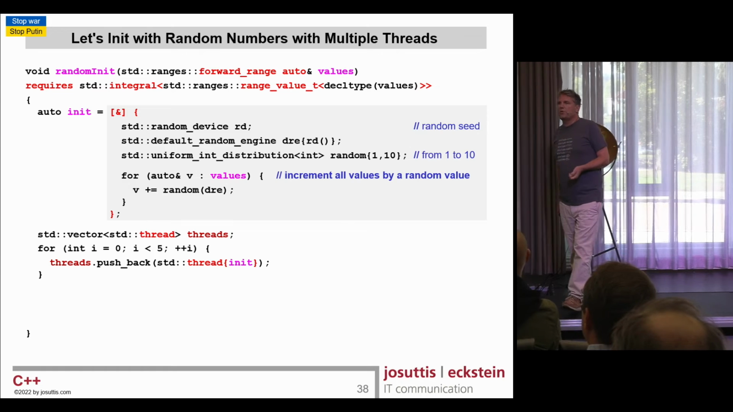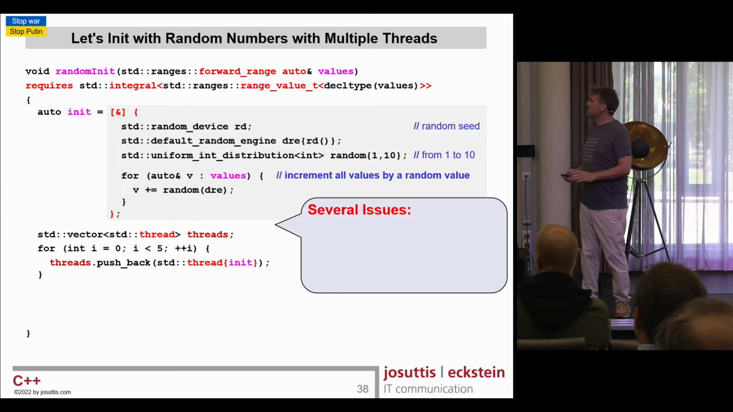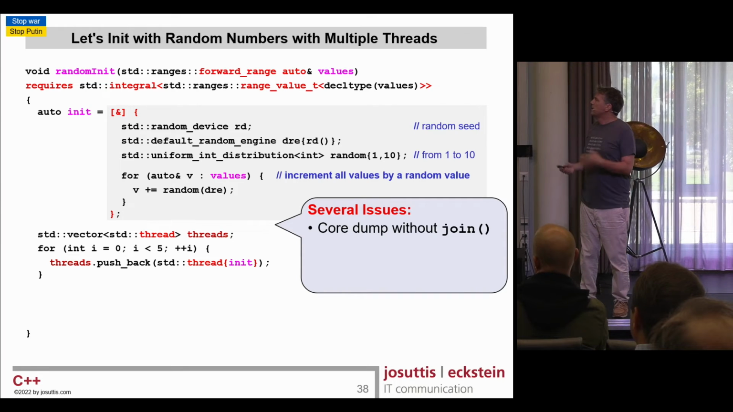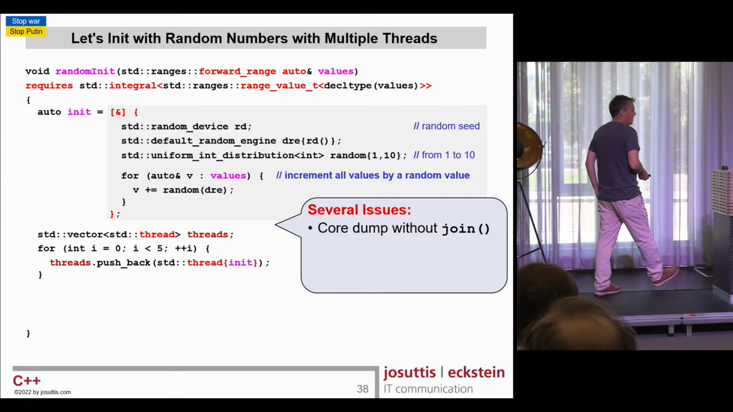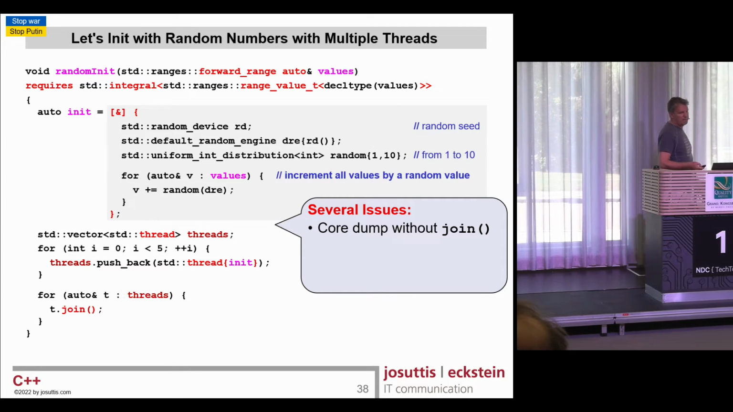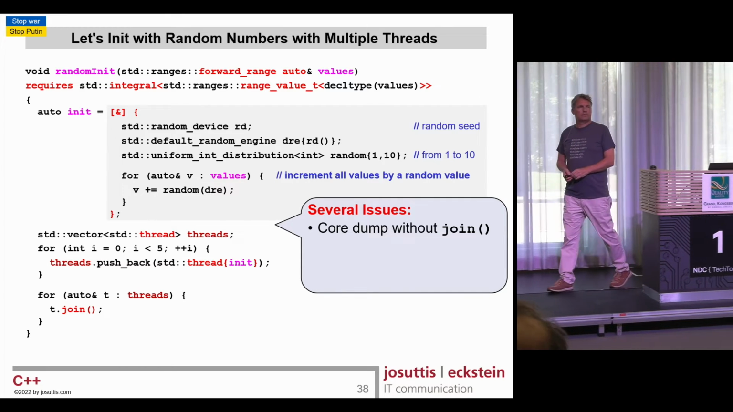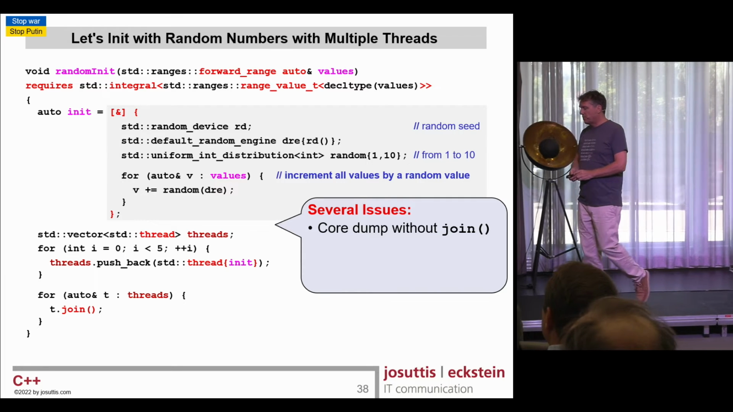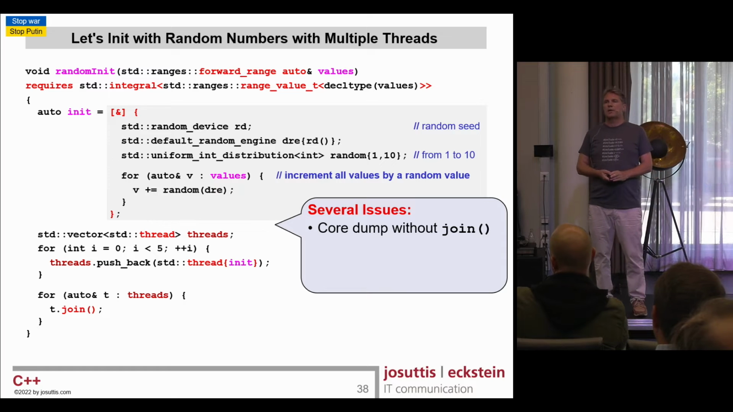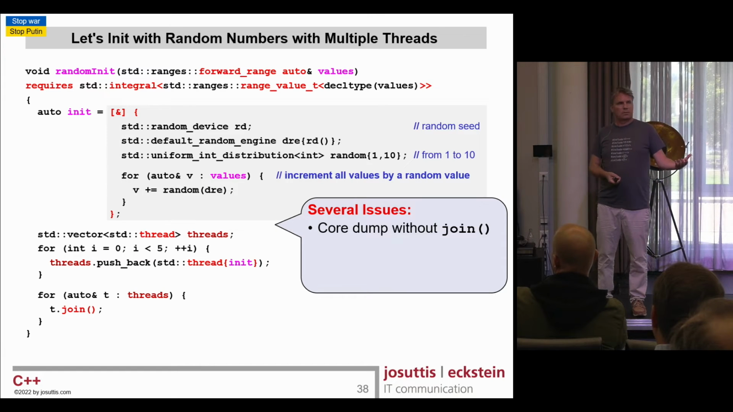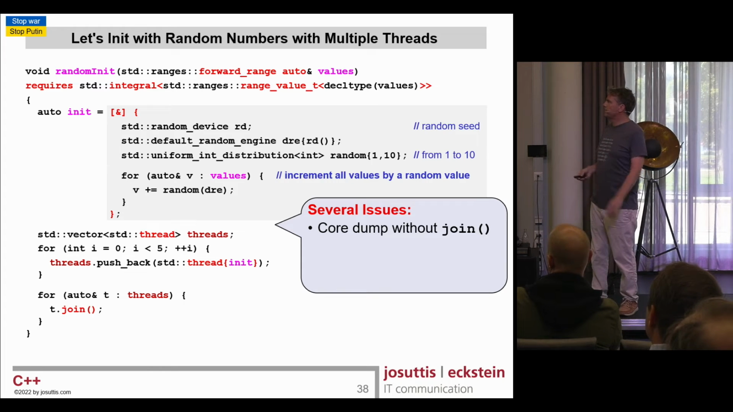Well, almost everybody of you, if they have used std::thread, know that you can't do it that way. There are several issues here. The most important issue is you get a core dump without calling join before the destructor of the threads is called. So you have, at the end, to add a loop that iterates over all the threads and waits for the end. That, by the way, is a violation of the RAII principle, that we should automatically clean things up in the destructor. For some good reason, but not the perfect reason.